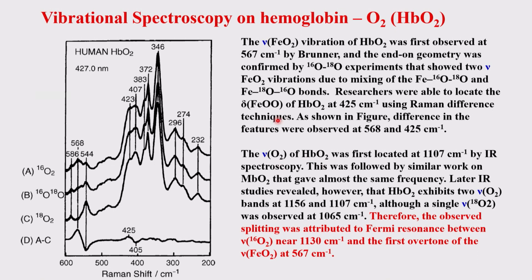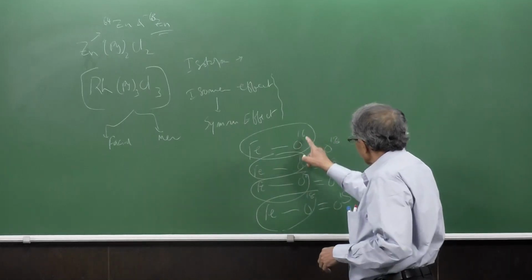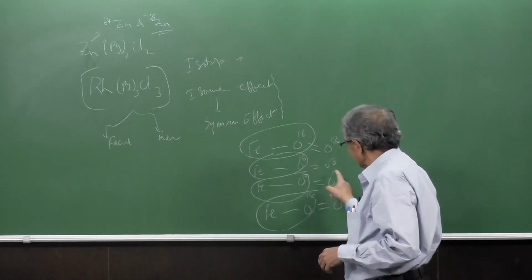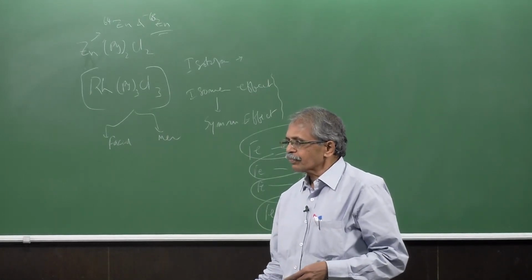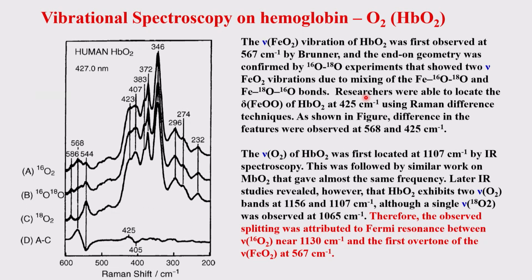You can also look at the OO bending. This bending part will also get influenced by whether you have 16, 16, 16, 18, 18, 16 or 18, 18, and that comes around 425. You do not find that from the infrared, but rather from the Raman. So the Raman spectrum gives that one.